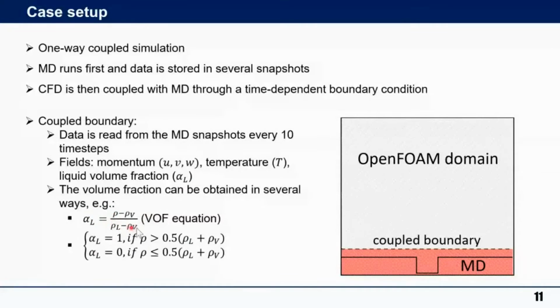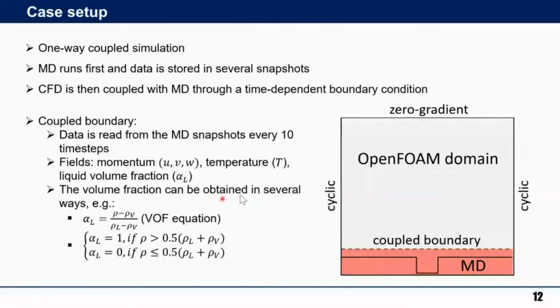One approach is to use the VOF equation, where rho here is the density from the MD domain that we have here, and rho V and rho L are densities of vapor and liquid from the CFD simulation. These two are constant values as we use an incompressible solver, so we keep them constant. Another approach, which is, by the way, the one that we use in this example, is to define a threshold value and say that whatever is above this threshold value is liquid, and so we set the volume fraction of liquid to 1. Whatever is below this value is assumed to be vapor, and so the volume fraction of liquid is 0.